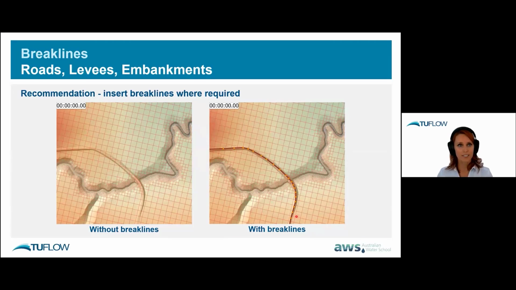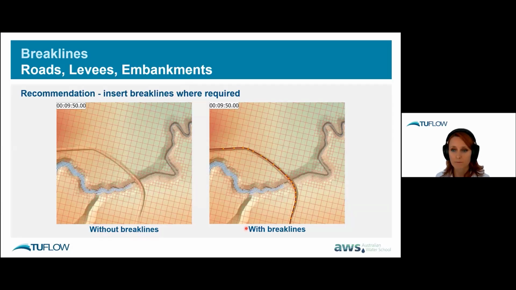Break lines is the next very important part of the model. You should digitize them for every road, levee, embankment that you have in the model, particularly if the cell size is larger than the structure itself, or if you are using a subgrid sampling. Here I have an animation for scenario without break lines on the left and with break lines on the right. So let's play the animation and have a look what happens.